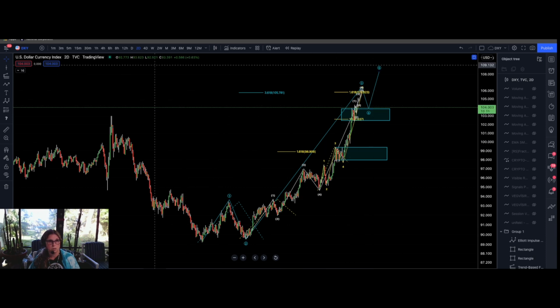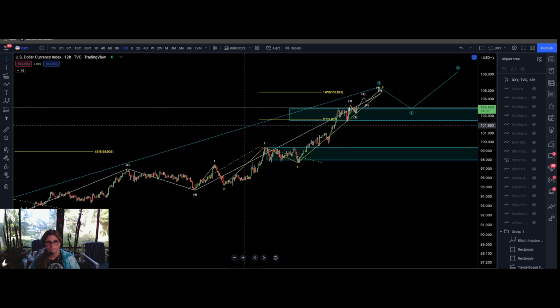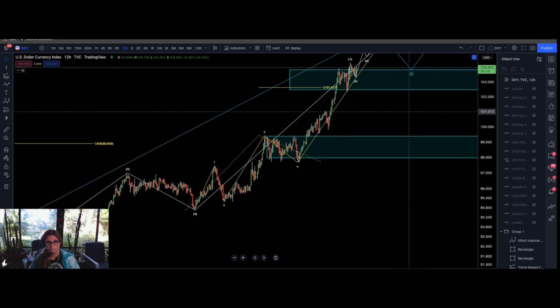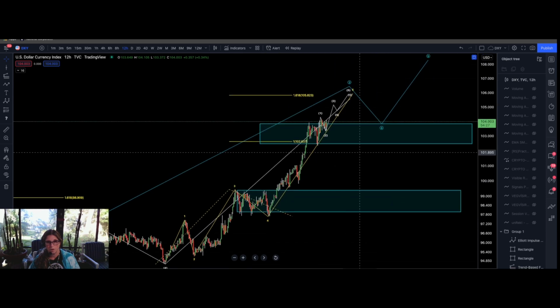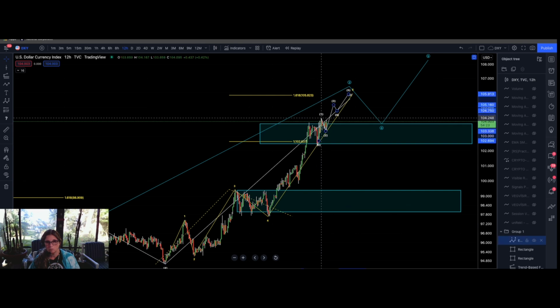Let's get in a little closer here. I feel that we have started the 1. We've pulled back for 2, and that we're going to kick off for 3, 4, 5. This is not going to be good for Bitcoin for it to go up again.